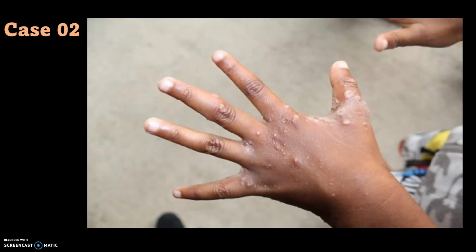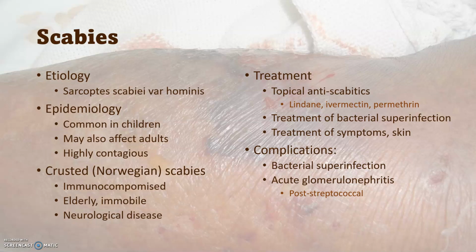This is scabies, caused by Sarcoptes scabiei, the human variant. Remember that mange in dogs is also caused by Sarcoptes scabiei, but a different variant. This is a common, highly contagious skin condition that is seen in children particularly, but may also affect adults, particularly adults who look after children.